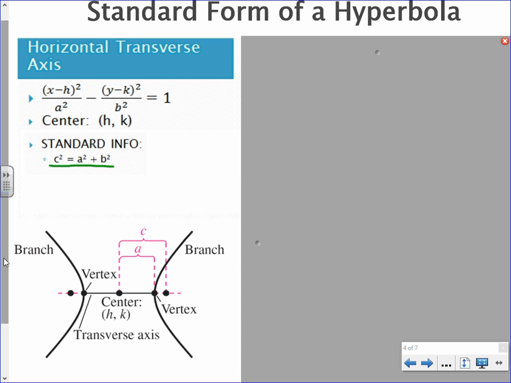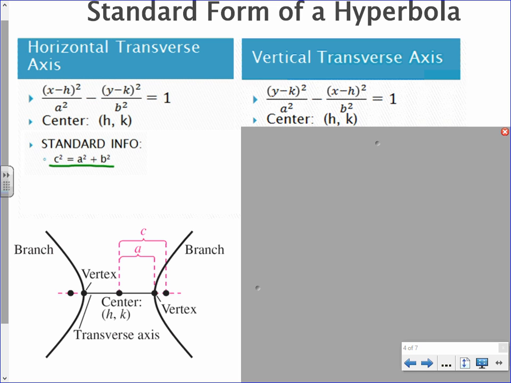All right. What is going to be different about a vertical hyperbola? The y needs to be positive and the x is the one that's being subtracted. Okay. With a hyperbola, it doesn't matter if A is bigger than B. A is just always going to be with the positive squared term. Okay, so A will always come first. It does not matter which denominator is bigger.